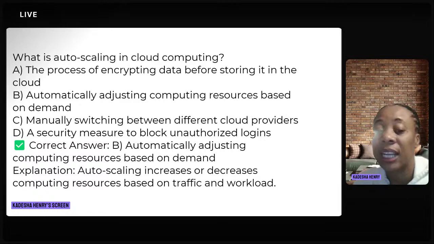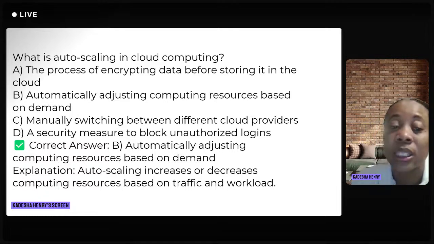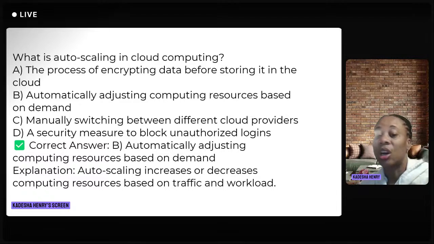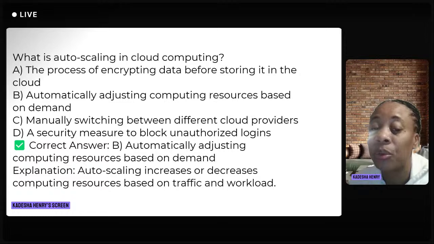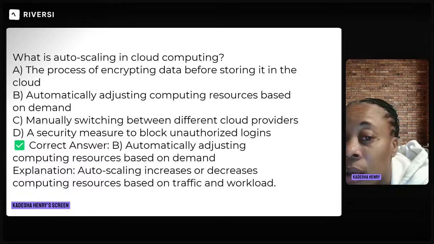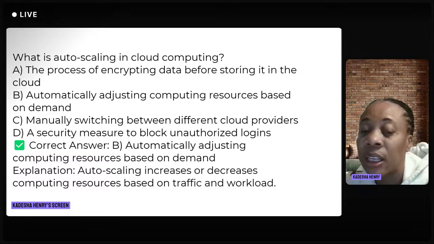And for this answer, it will be B, because what auto scaling does is it automatically adjusts computing resources based on demand. Auto scaling increases or decreases computing resources based on the traffic and the workload. That's what happens in cloud computing. So it automatically scales.